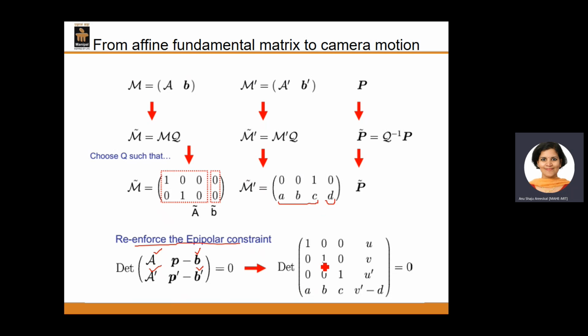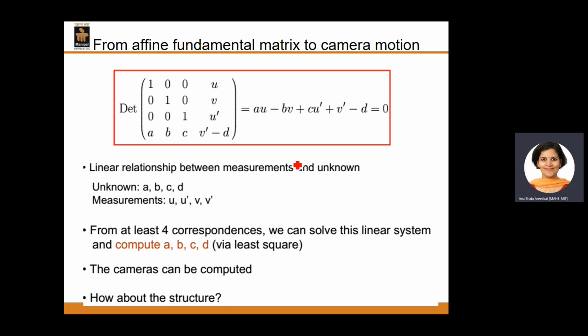So substituting in the equation, and also we know the coordinates of P. Let the coordinates of P be represented by U, V, and the coordinates of P dash be represented by U dash, V dash. When we substitute these values in this equation, I can simplify it in this form. I can write it as determinant of 1 0 0 U, 0 1 0 V, 0 0 1 U dash, and A B C V dash minus D is equal to 0. Okay, so this is the expression that we'll be working with, right? When I find the determinant and solve it, I get it in this form: A U minus B V plus C U dash plus V dash minus D is equal to 0. So now what you have is basically a linear equation, right?